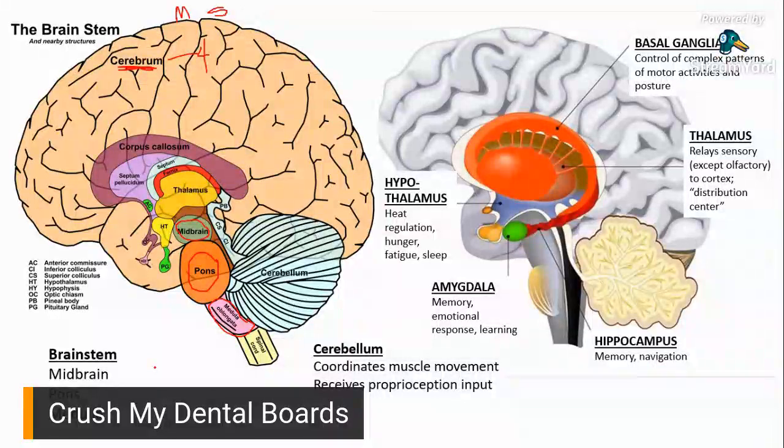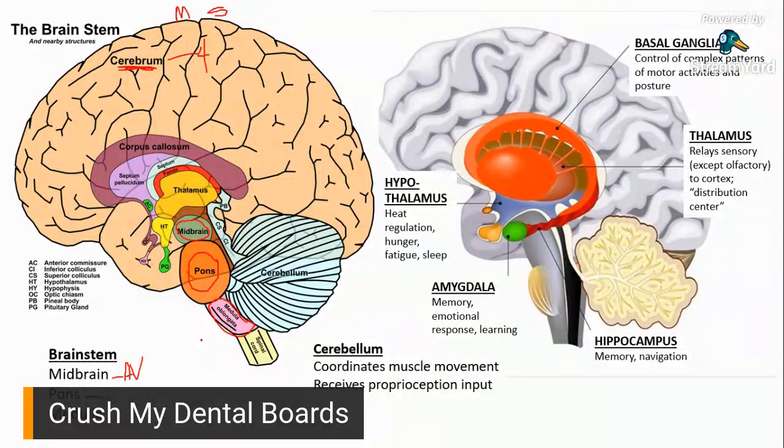Now, what can we say regarding the midbrain? The midbrain is basically responsible for interpreting audiovisual information. So midbrain, audiovisual. Your pons is a relay center. This is your pons right here. It's a relay center.